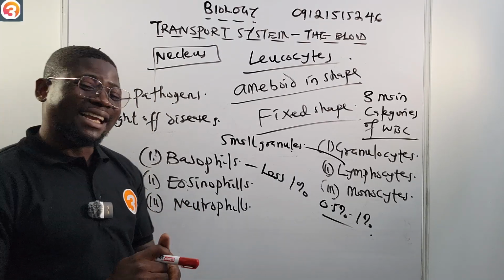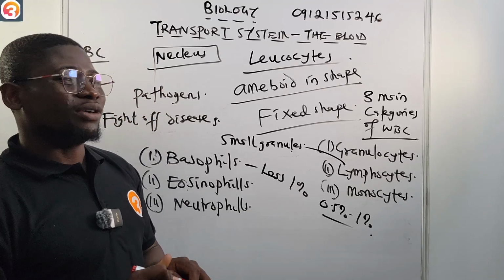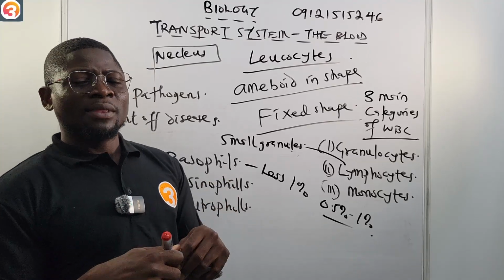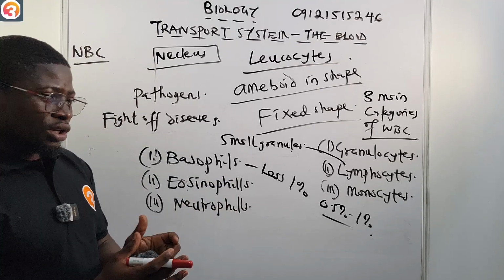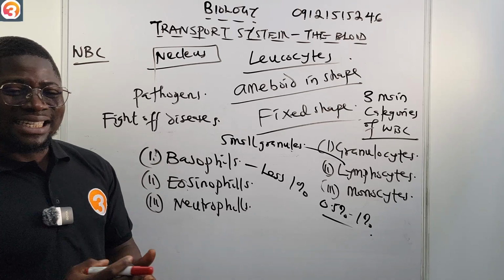And they only increase after an allergic condition, an allergy. The numbers of basophils tend to increase. But generally they are less than 1% of the total white blood cells in the body.